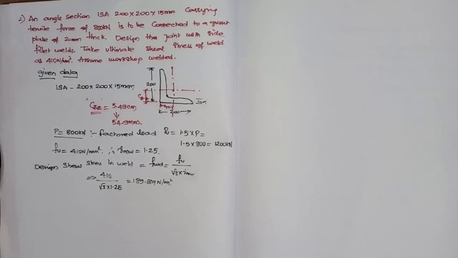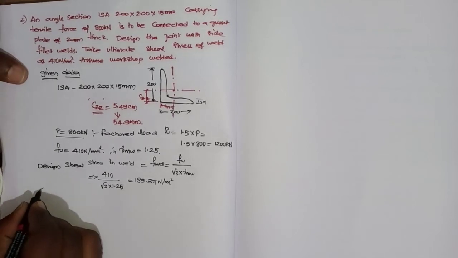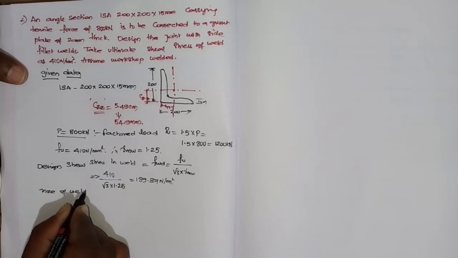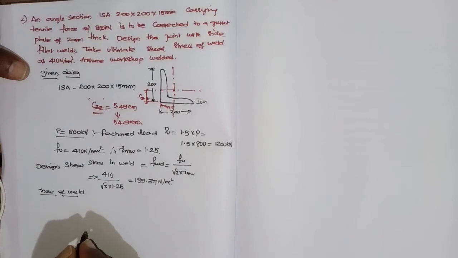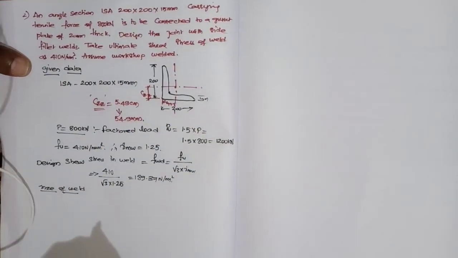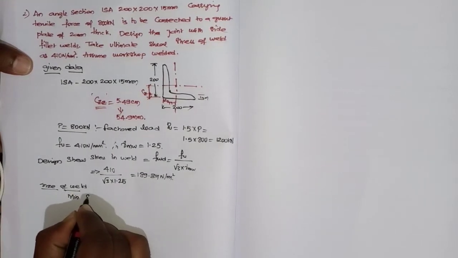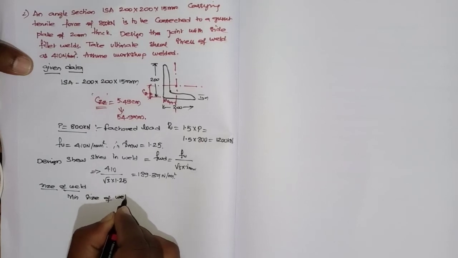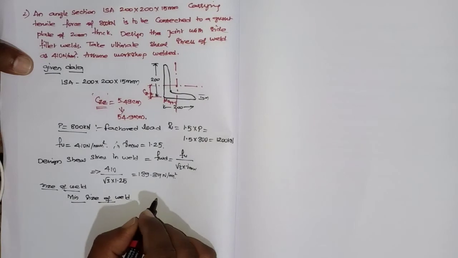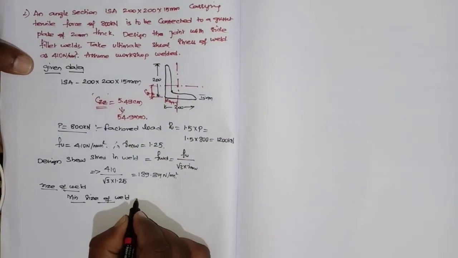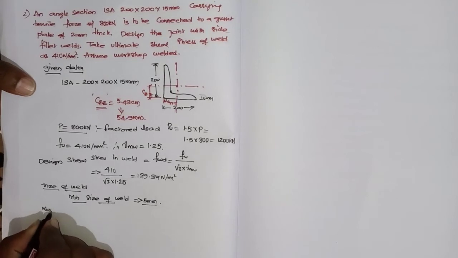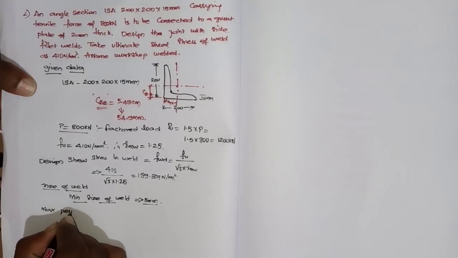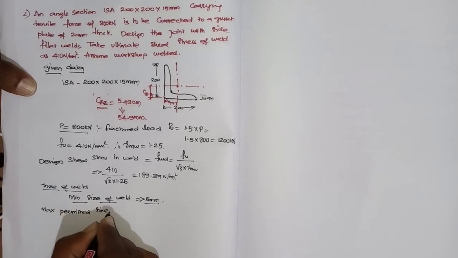Next, we'll see the size of the weld. Here it is a rounded edge and here it is a square edge. Now we'll check the minimum size of weld. What is the thickness? 15 mm. For 15 mm, in between 10 to 20, what is the minimum size of the weld? 5 mm, as per IS 800:2007. Next, the maximum permitted size of weld.